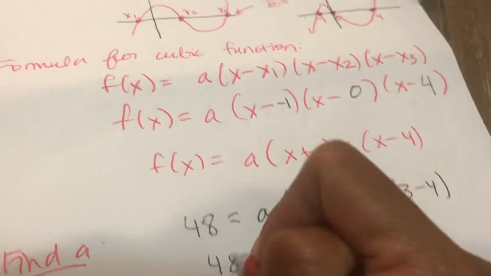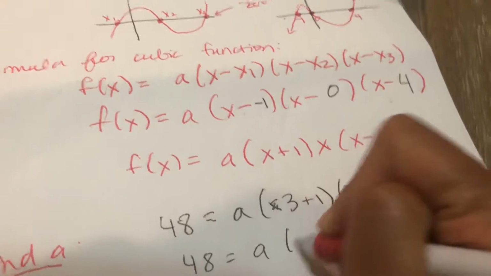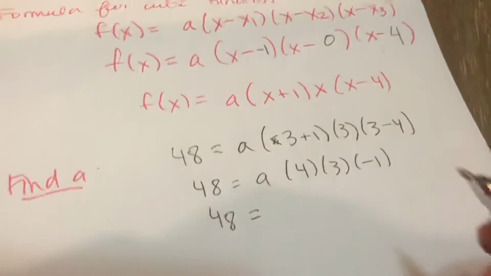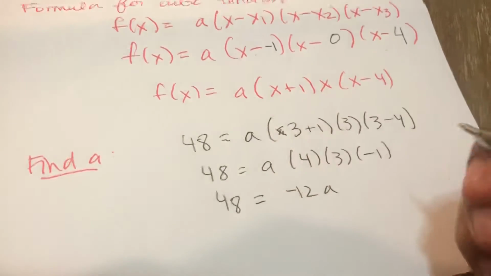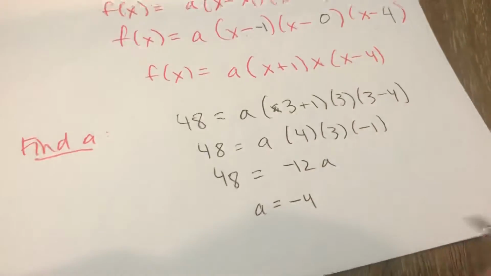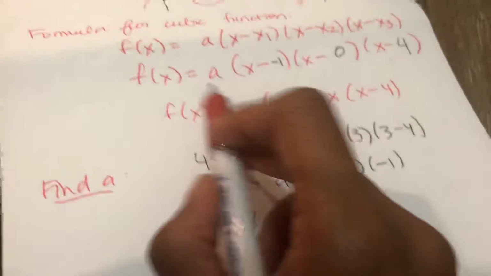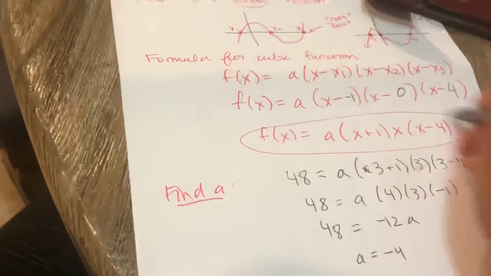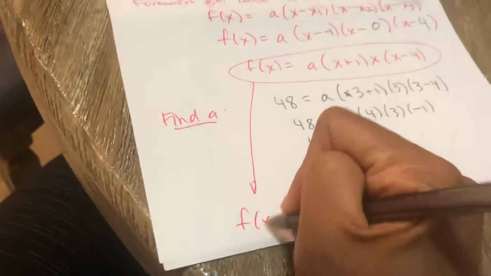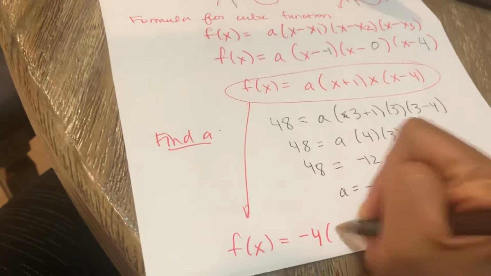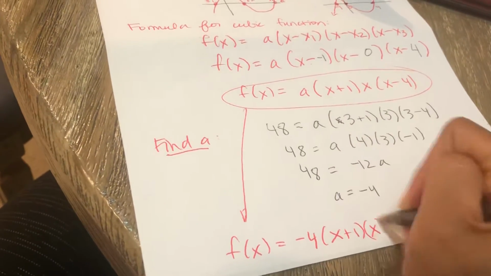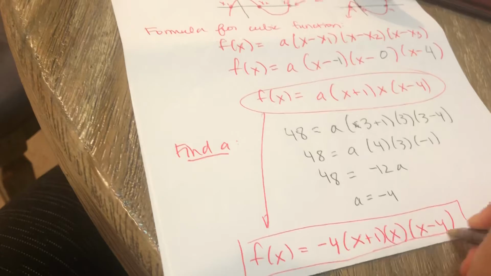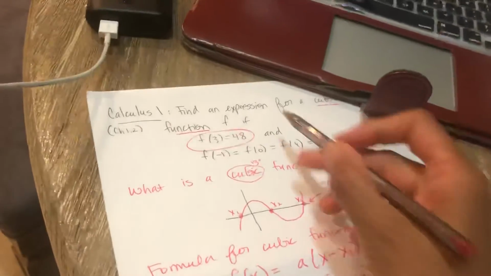So when I simplify this, I get 48 is equal to a times 4 times 3 times negative 1. In other words, 48 is equal to negative 12a. In other words, a is equal to negative 4. So now that I know what my a is, I can plug it back into this original expression of this cubic function. I'm going to get f of x is equal to negative 4 times x times (x plus 1) times (x minus 4). And that is the expression of a cubic function that meets these conditions above.